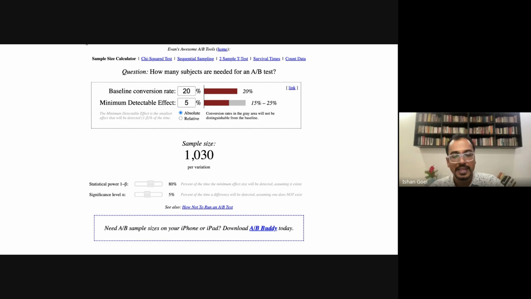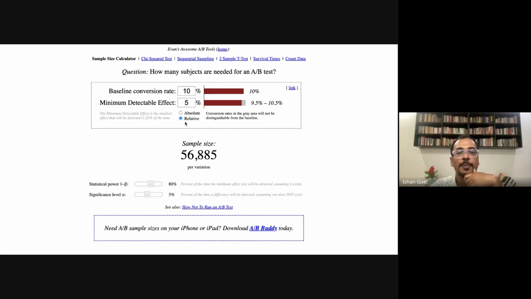I'll even paste the link in the chat for anyone who needs. And this will tell you how basic sample size calculations can be done. So essentially, you need to define your baseline conversion rate because MD is always counted relative to whatever the baseline average is. So suppose your metric is revenue and your baseline revenue is $10, then a 5% MD means $0.5.